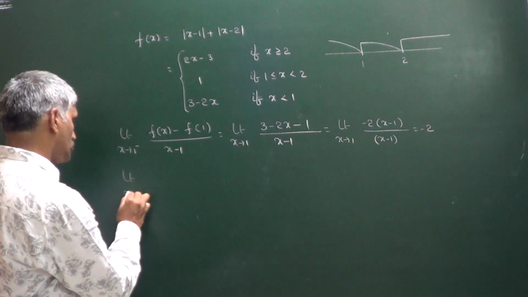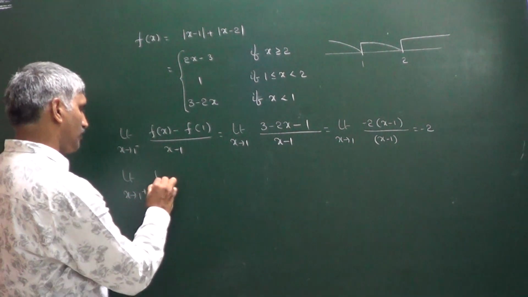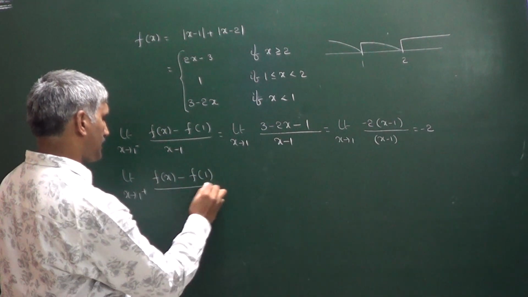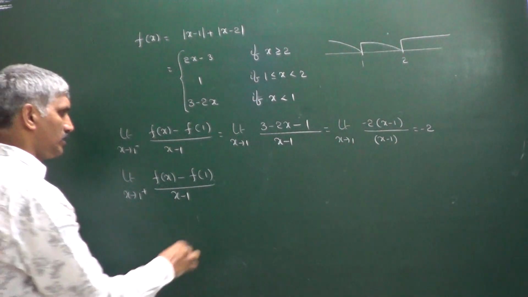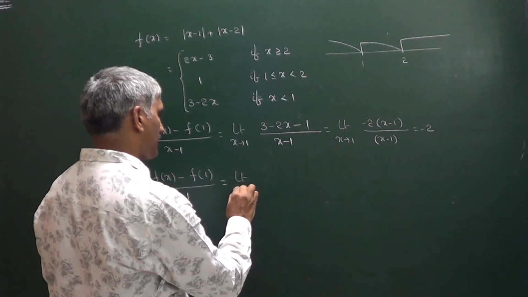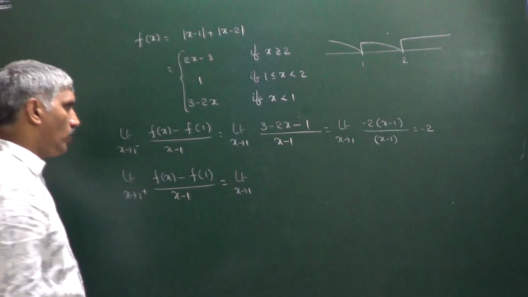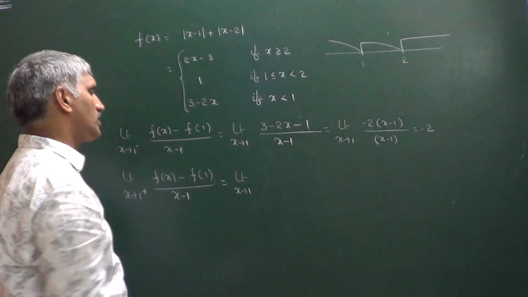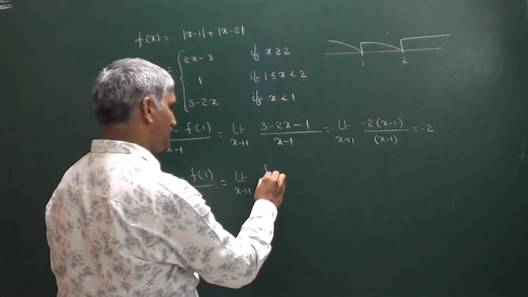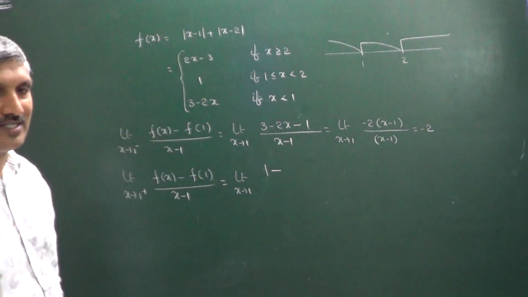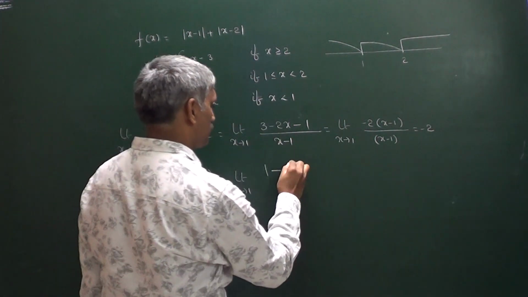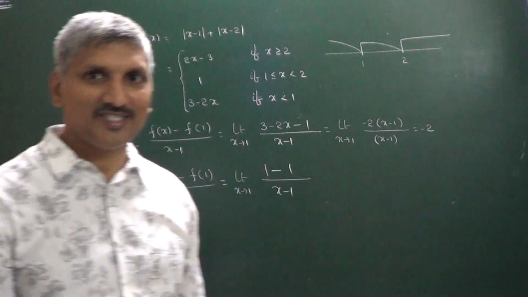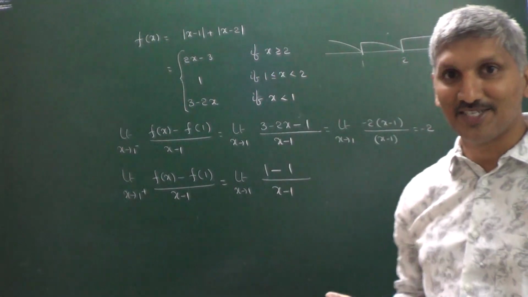Next, I am finding limit x tends to 1 plus of f of x minus f of 1 divided by x minus 1. Now this is equal to limit x tends to 1. 1 plus means greater than 1. Greater than 1 case what is the function? 1, minus f of 1, that means equal to 1. The function is 1 divided by x minus 1. Can you tell me what happens here? Sir, this is getting 0 by 0.